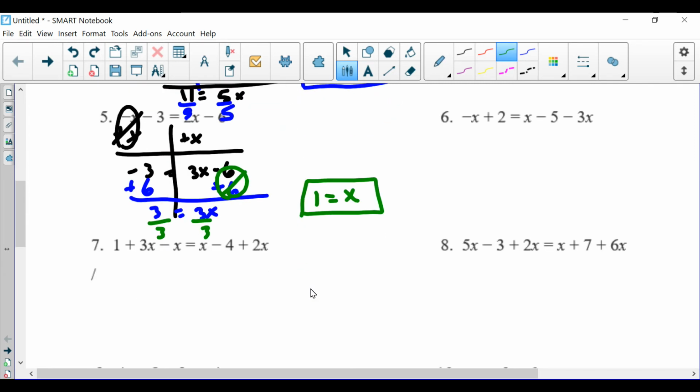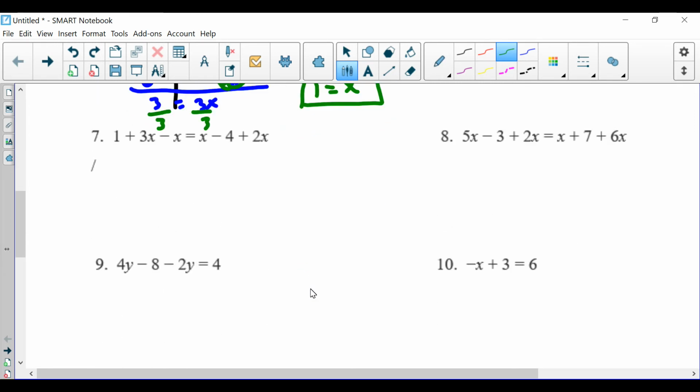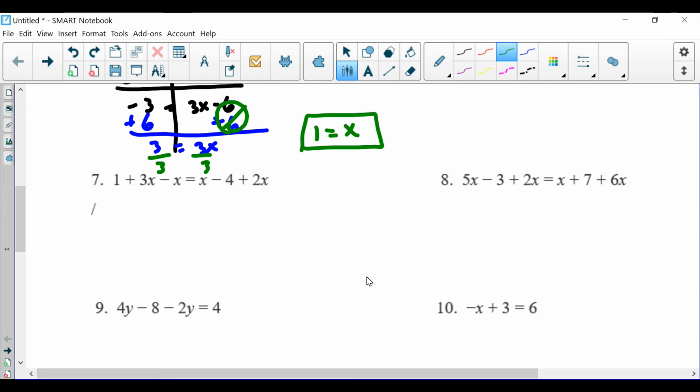Alright, continuing on. We've got a couple more here. Once again, you want to make sure you combine like terms. On the left-hand side, we can combine 3x minus x. Think of them as xylophones. 3 xylophones minus 1 xylophone is going to be 2 xylophones, plus 1 is equal to. Then on the right side, we can combine like terms. x plus 2x is going to be 3x minus 4.